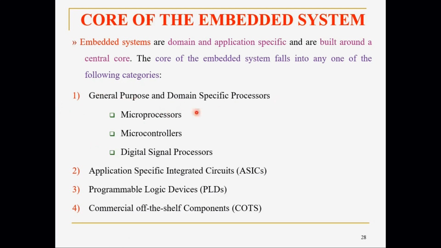A core can be a microprocessor, a core can be a microcontroller, or a core can be a DSP. Okay, so these three we can categorize under general purpose or domain specific processors. A microprocessor can be general, like your Intel which you use in a laptop or desktop, and you can use it in an embedded system also. It becomes a little bit costly.